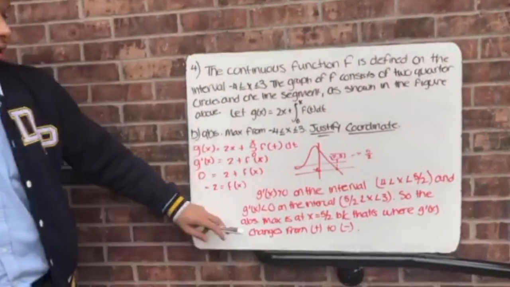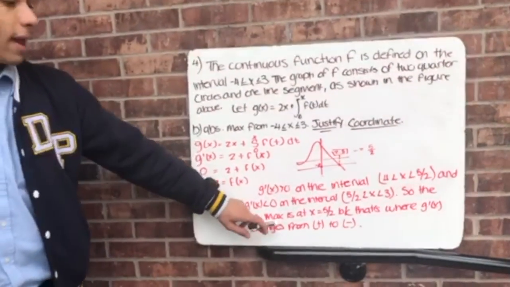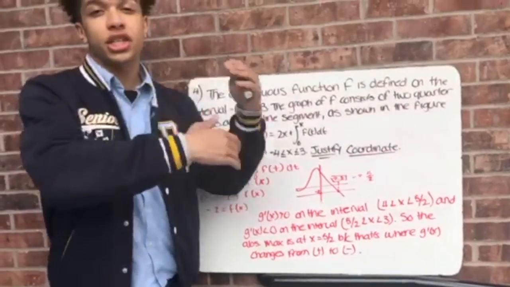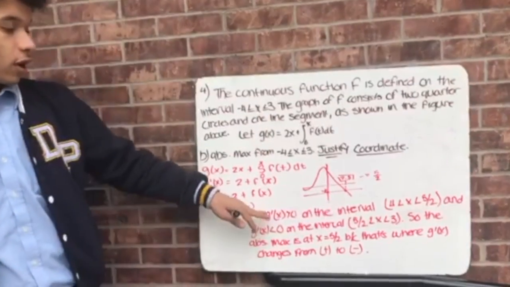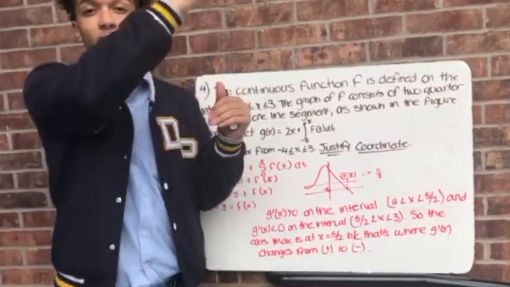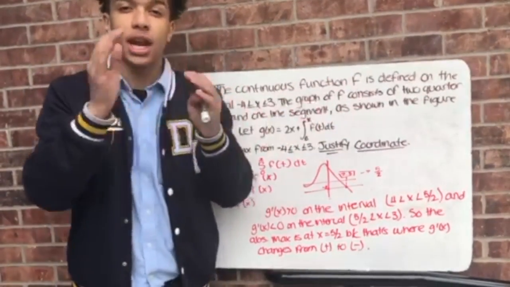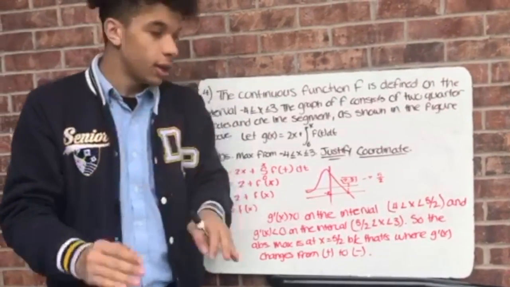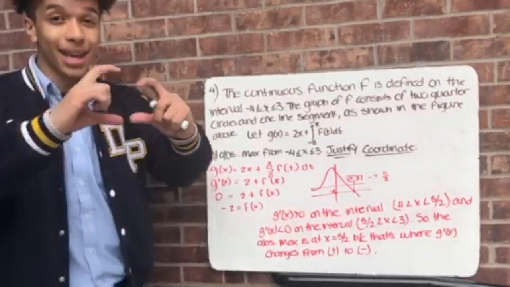So the absolute max is at that point because we know that there's a change in the slope. It's greater than 0 from one intersection and it's less than 0 from that other intersection, but I know that at that point, at 5 over 2, it is 0.